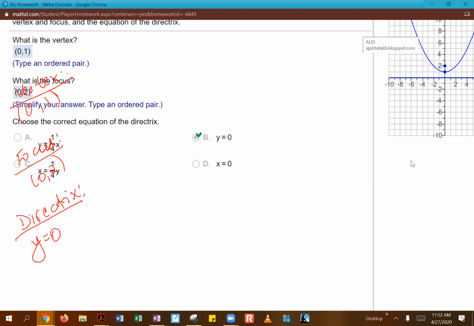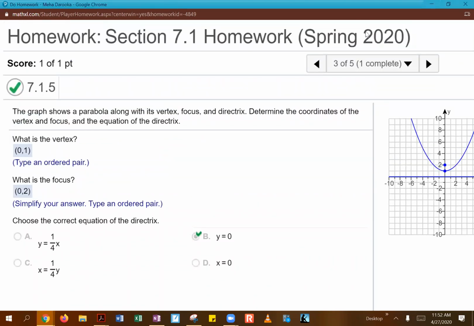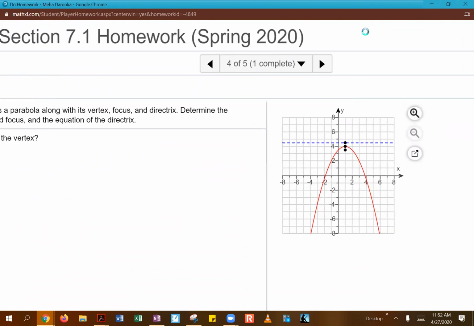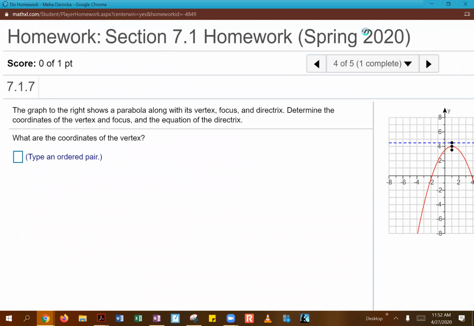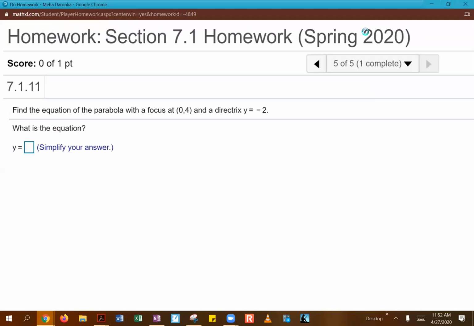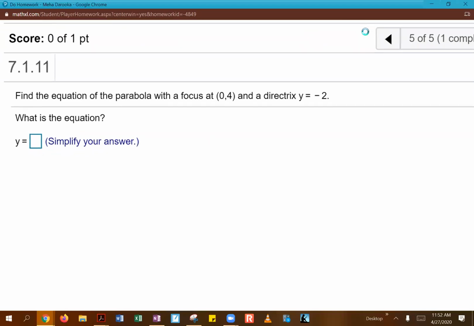So let's go ahead and clear all of this here. So again, this one you can see they're just asking you to use the graph. Same things happening here. They're saying the graph to the right shows the parabola, its vertex, focus, and directrix, determine the coordinates and the equation. So this is the only question where you have to actually calculate and find your equation. Okay, so they are saying find the equation with the given focus at 0, 4 and the directrix at y equals -2. So let's go ahead and take a look at this guy over here.